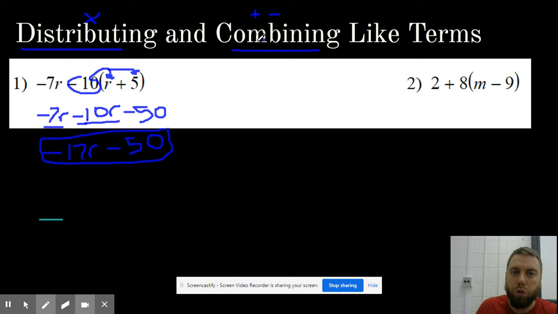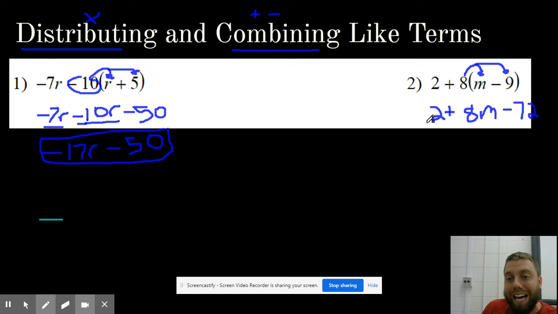Remember that these are both tools for simplifying expressions. And we remember expressions do not have equal signs. Looking at the next one, we have this 8. We're going to distribute first. Once again, distribute first. This 8 gives us 8 times m, which is 8m, and then 8 times negative 9, which is negative 72. This 2 here we haven't touched, so we're going to move that down.